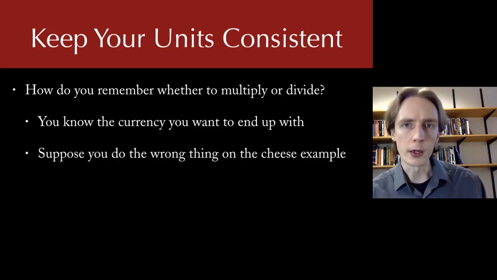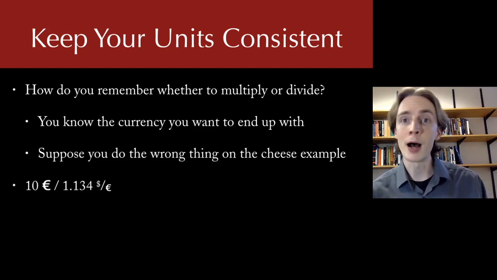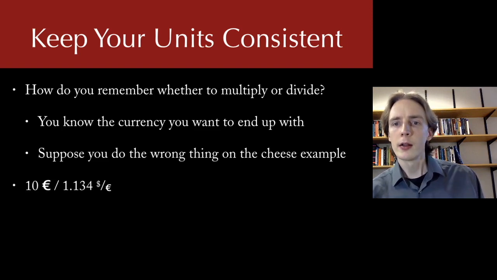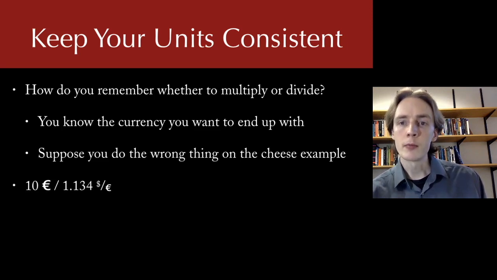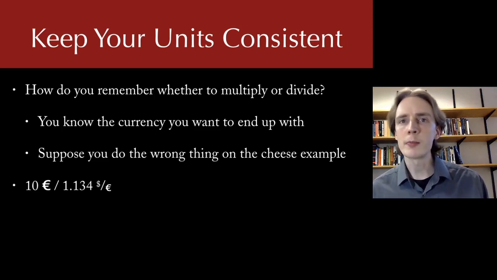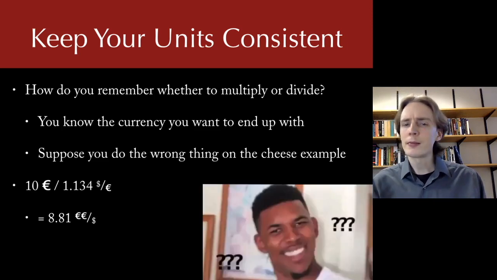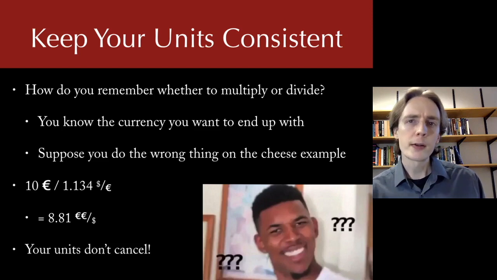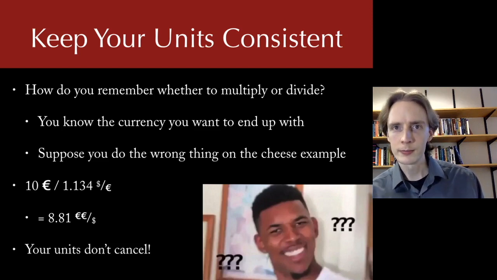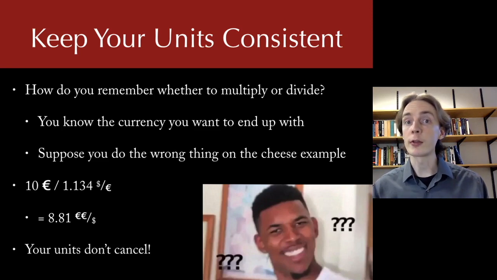Right, suppose you did things wrong in the cheese example. Suppose you have a 10 euro wheel of cheese and you accidentally divide by the exchange rate instead of multiplying. So you take 10 euros, divide that by $1.13 per euro. But what units does that give you? Right, euros divided by dollars per euro. That's going to put dollars in the denominator, and then you're going to get euros squared in the numerator. What's that? Right, that doesn't make any sense. So if your units don't cancel, you know you did it wrong. Right, so this is why it's important to remember that the home country always goes in the numerator, because that's going to anchor you and make sure that you're doing everything in the correct direction.